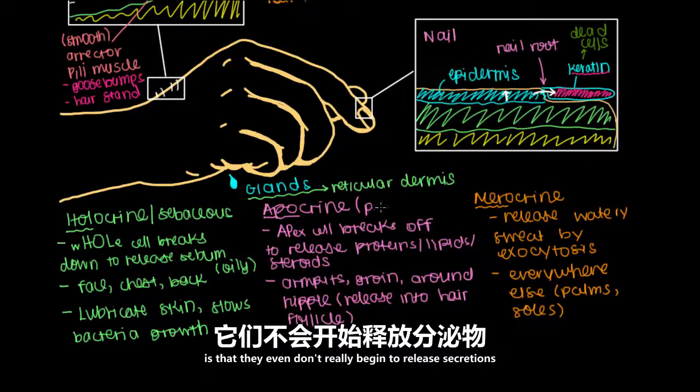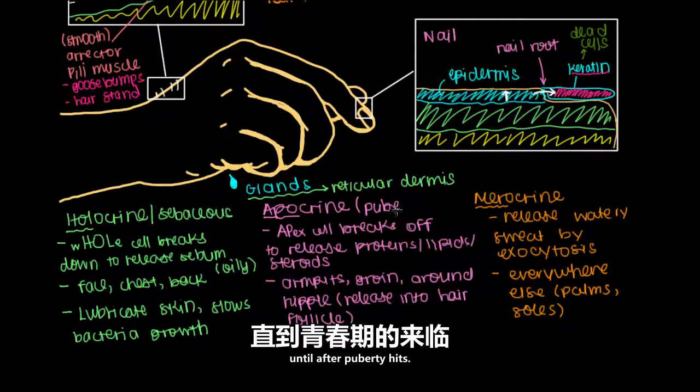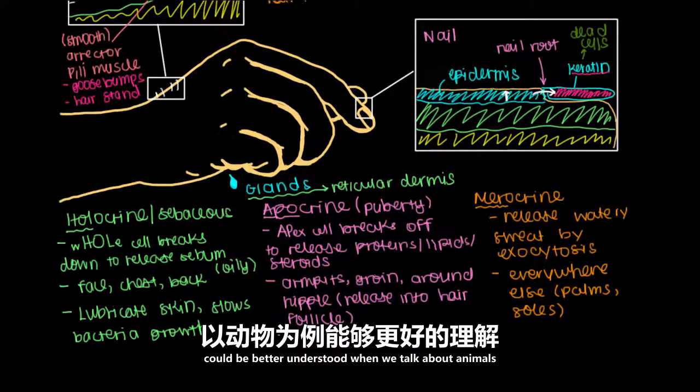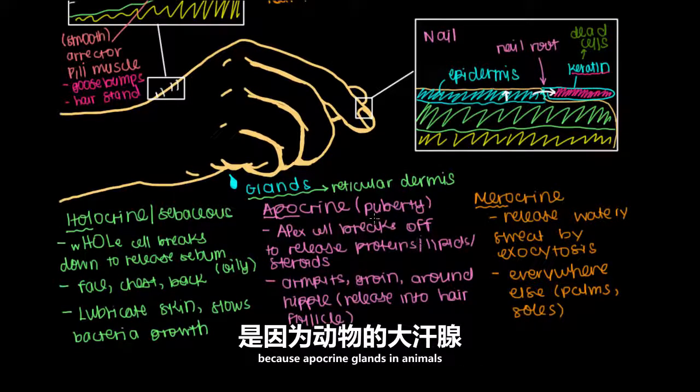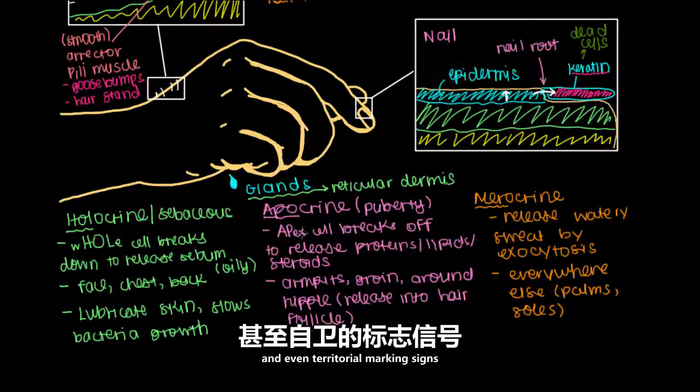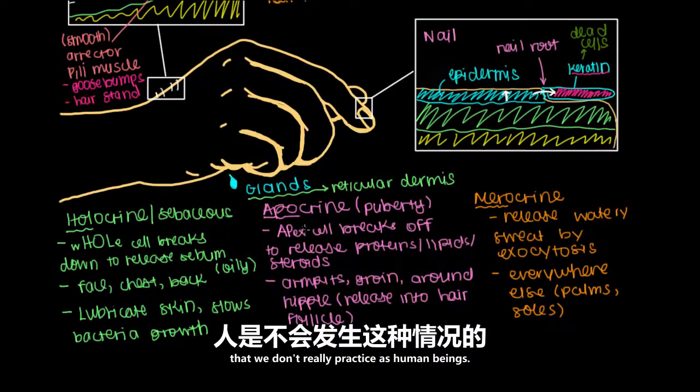Now for apocrine glands, the interesting thing about them is that they don't really begin to release secretions until after puberty hits. The reason why could be better understood when we talk about animals, because apocrine glands in animals release things like pheromones, warning signals, and even territorial marking signs that we don't really practice as human beings.